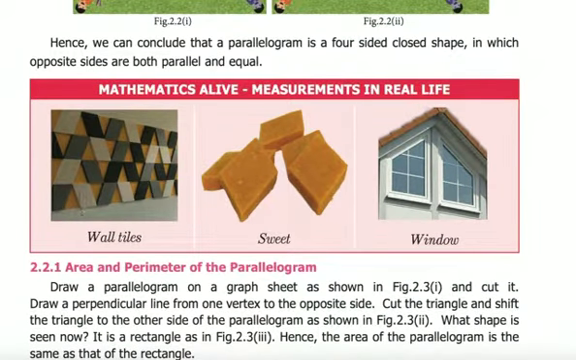See the wall tiles. They are appearing like parallelograms. This sweet, Mysore Pak, right? This is also appearing like a parallelogram, right? Parallelogram or rectangle? It depends because the picture is not that clear from this angle. Okay, this is appearing like a trapezium, right?